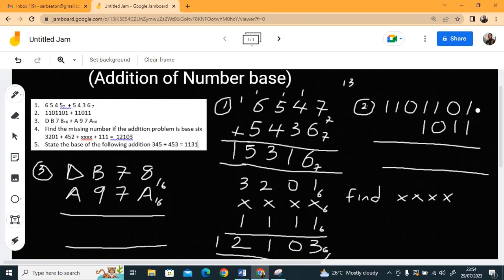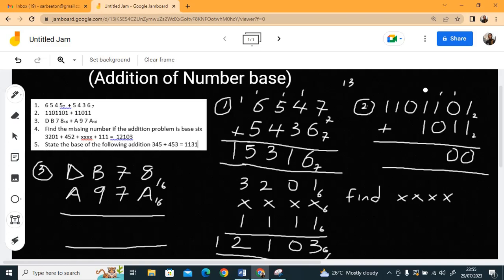The next one is 1 and 0, which means it's in base 2. In some cases they will not give you the base. They'll just give you something like this. Just know that since it's 1 and 0, it is in base 2. Now 1 plus 1 is 2. 2 goes in 2 once, remainder 0. 1 plus 0 plus 1 is 2. 2 goes in 2 once, remainder 0. Now again 1 plus 1 is 2.